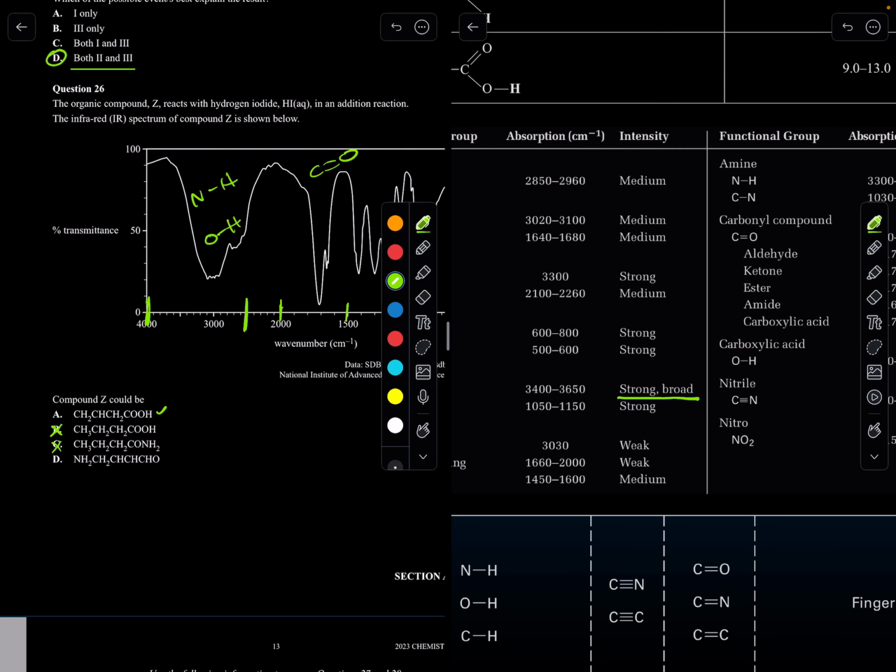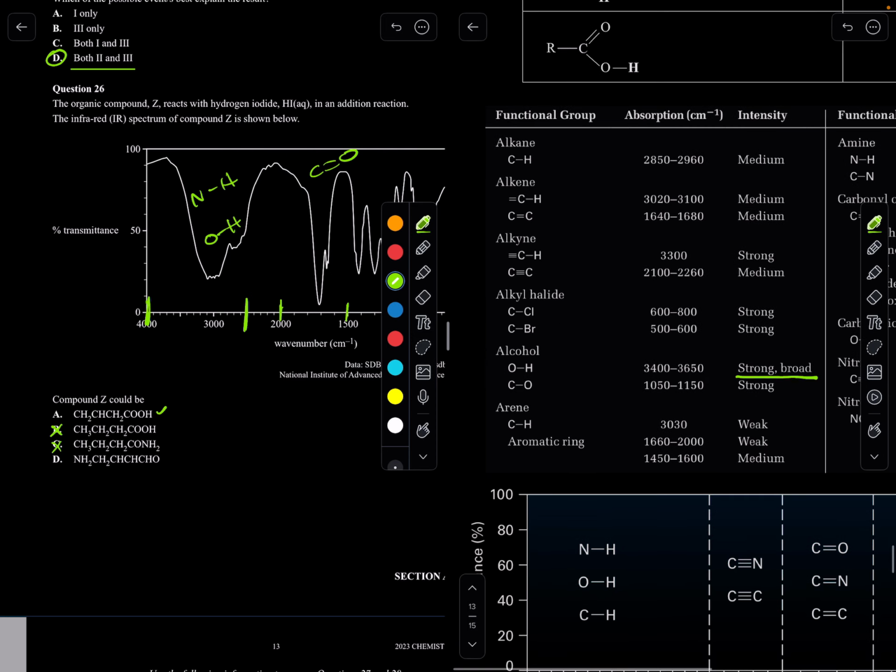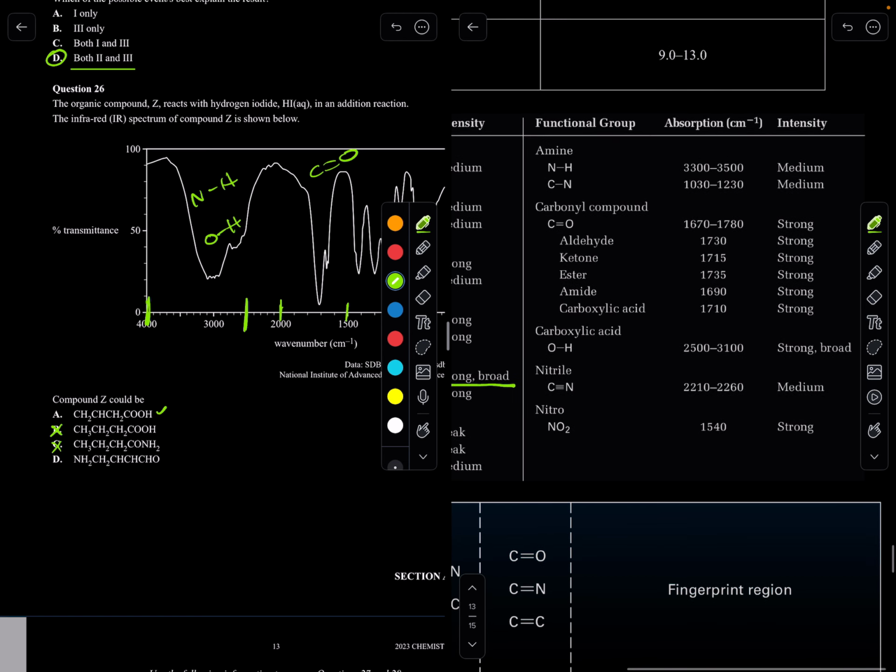If it was an NH, for example, an amine group like this example, it's medium. Medium means it's normally not strong. It would be like this. It would be strong, very strong, but it won't be broad. It's normally narrow, a little bit narrower compared to an OH group.